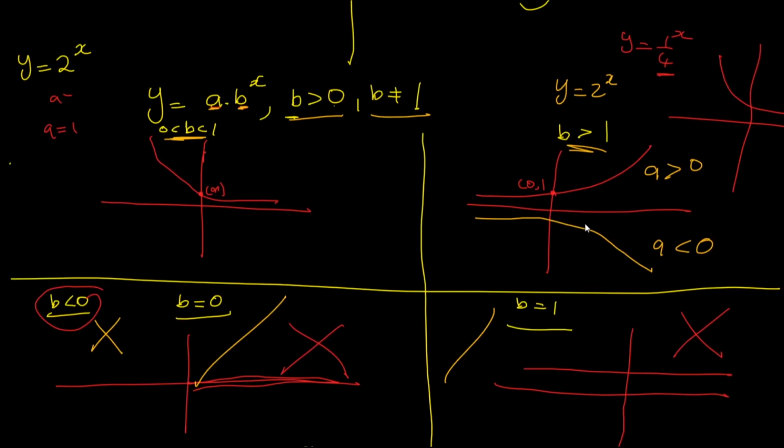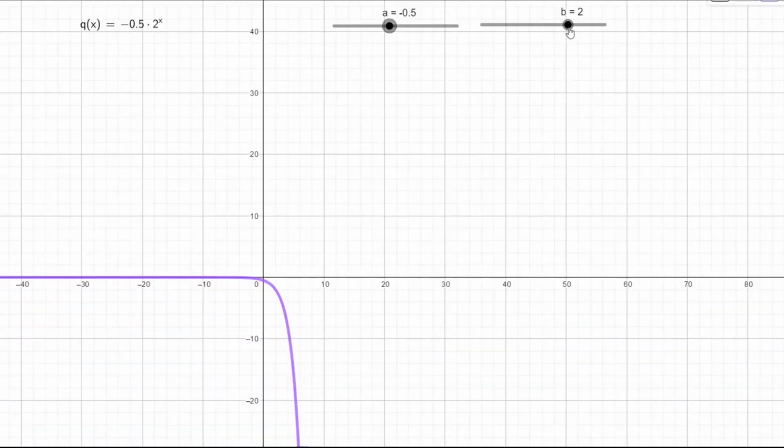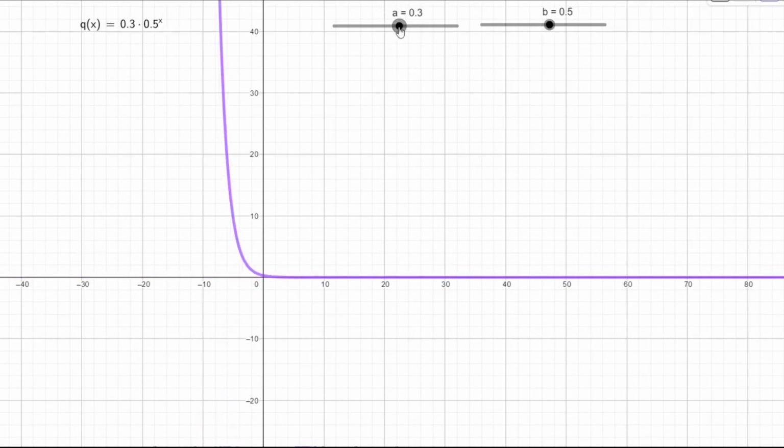So let's see what happens now when we have b equal to 1/2, because it's greater than 0 but less than 1. What happens when a changes? So now we have half, which is 0.5. We want to see what happens when a is getting bigger. You see, when a is getting bigger, the graph is getting steeper. And when a is getting smaller, the graph is getting wider. But note that immediately when a is equal to 0, the whole graph will be 0.